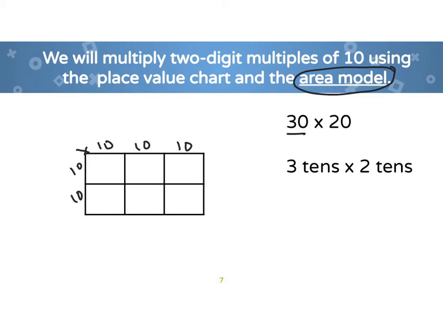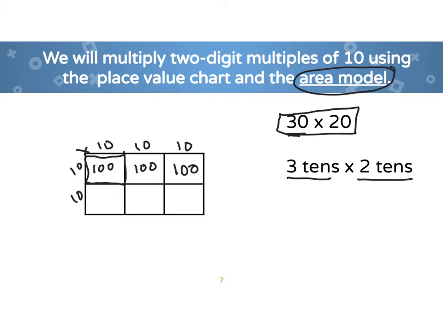But what we want to do here, so I have 3 tens multiplied by 2 tens. I'm using the area model, so I need to think about this. If I'm doing just this one square, 10 times 10 equals, that's right, 100. 10 times 10 equals 100, and so on. And so this we're showing with the area model. It's the same problem we did before.